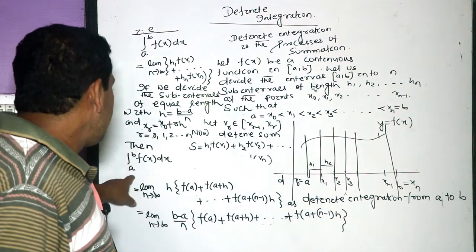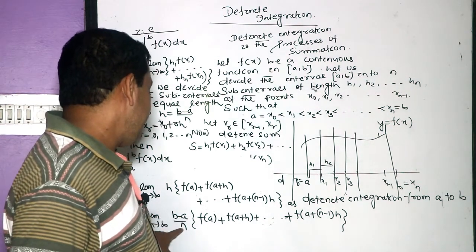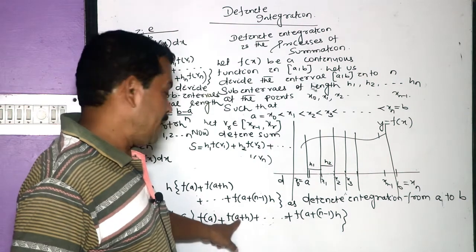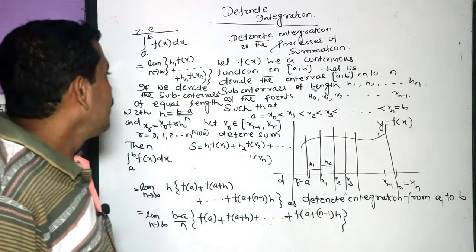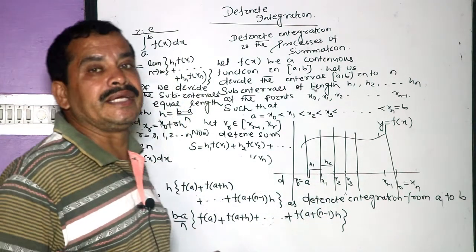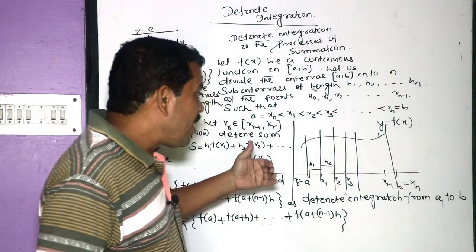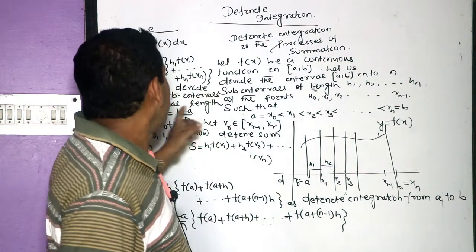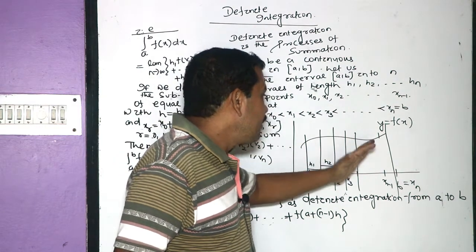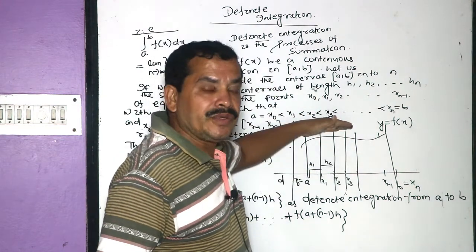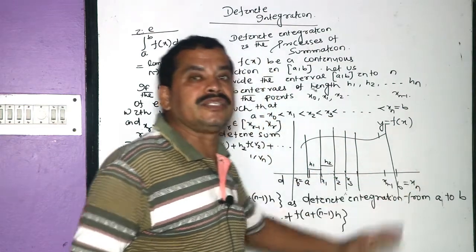That is, integral from a to b of f(x) dx equals limit n tends to infinity (b minus a) by n into [f of a plus f of a plus h plus dot dot f of a plus (n minus 1) into h]. That is the definition or the meaning of the definite integration. In other words, the integral from a to b of f(x) dx equals the total area between the curve and the x-axis, from x equals a to x equals b.